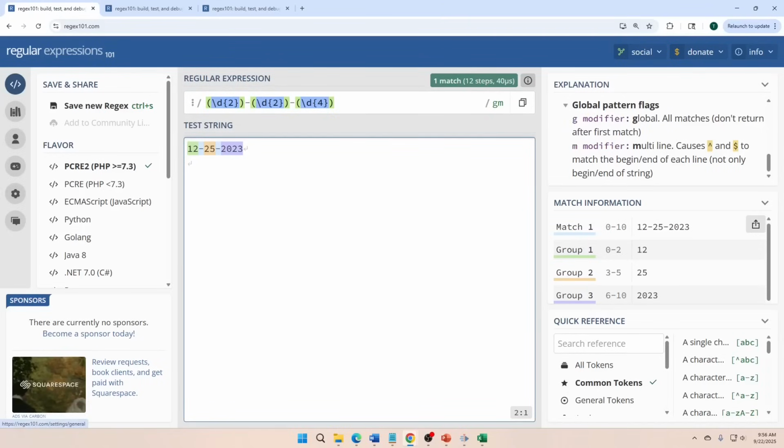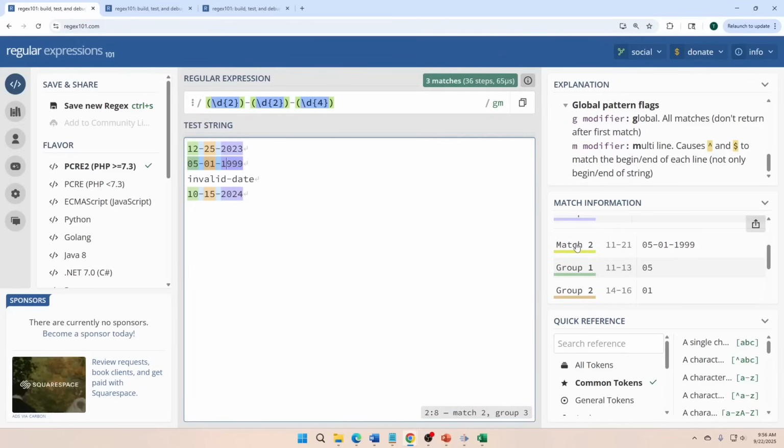Now let's paste back in our whole string. And we'll notice that it matched right here. As we come down, we have a new match, and it restarts with group 1, group 2, group 3. So each of these groups is directly related to its match. We notice it'll skip the invalid date because it doesn't fit the pattern.